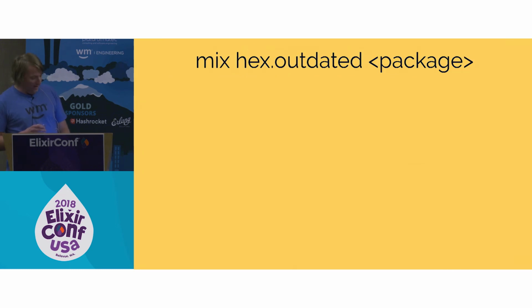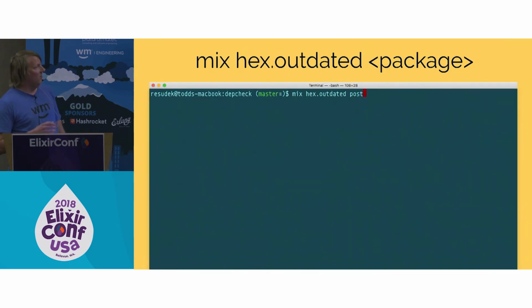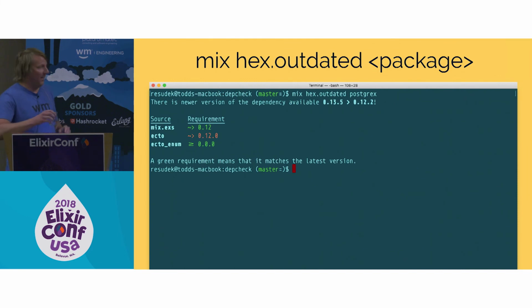All right, so if you add a specific package name, because you're worried about a specific package, you can add that to the end. So in this case, you mix outdated and then package name. What it's going to tell you is what other dependencies you have installed that depend on that package, and if an update's available, or if you could update it safely. In this case, Ecto is requiring 0.12, so it's only allowing patch level updates. So this would be a problem.